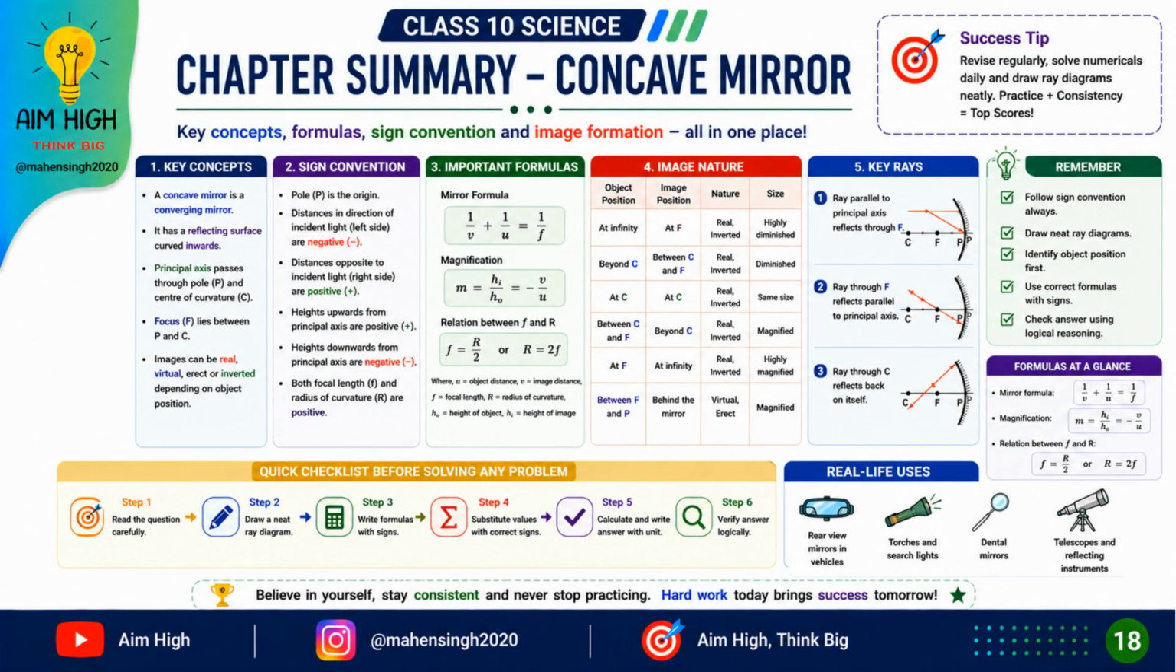Students, today we learned about concave and convex mirrors, their properties, important terms, ray diagrams, image formation, mirror formula, magnification, and sign convention. We understood how the position of an object affects the size and nature of the image formed by a mirror. We also learned the important rays used for drawing accurate diagrams in CBSE examinations.